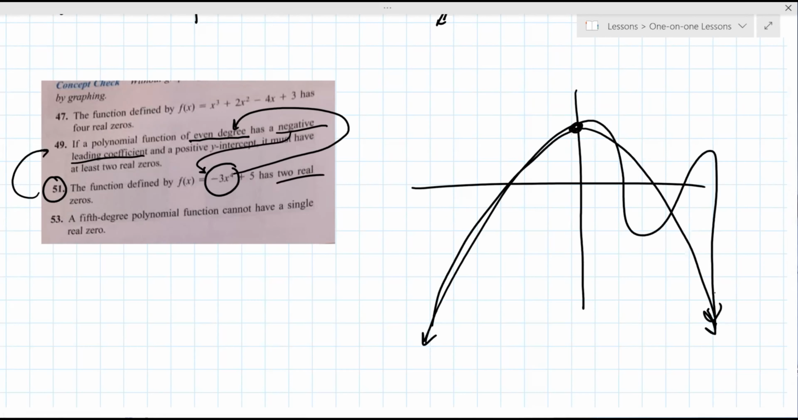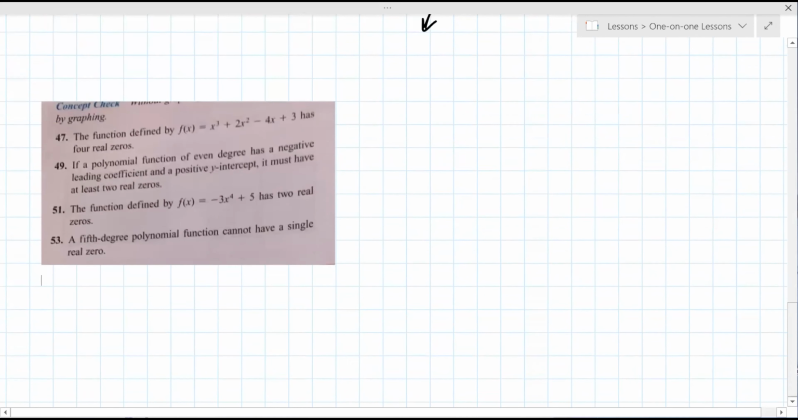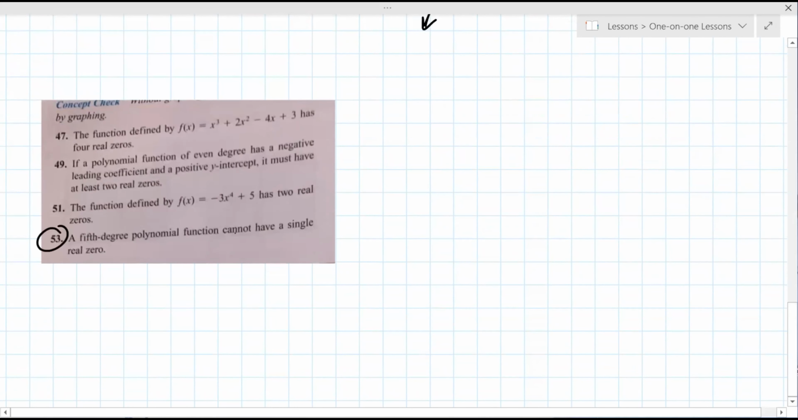All right. On the number 53, I guess. A fifth degree polynomial function cannot have a single real zero. So whenever you get a "not" in there, I usually like to just read it without the not. I'm just going to say it can have a single real zero. So we're going to find the answer to this, and if this is true, then we flip it. If this is false, we flip it. That's how I like to do these because it's much clearer in my head.